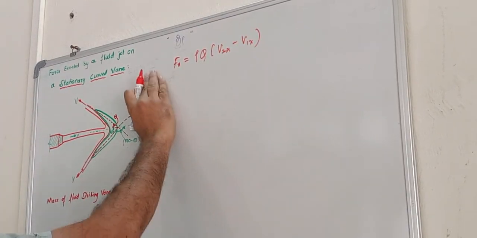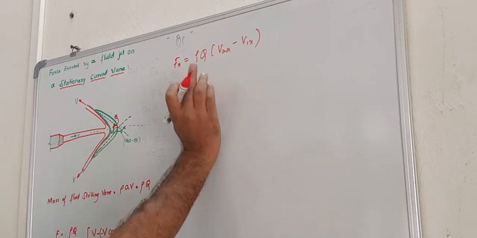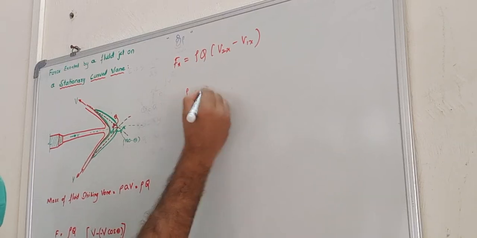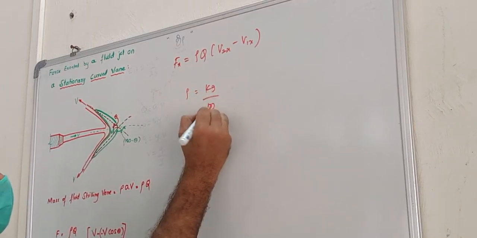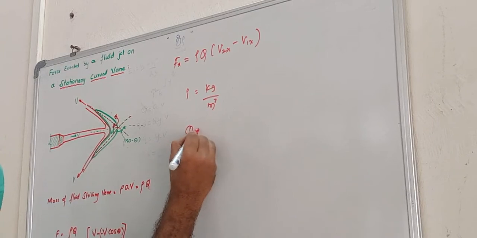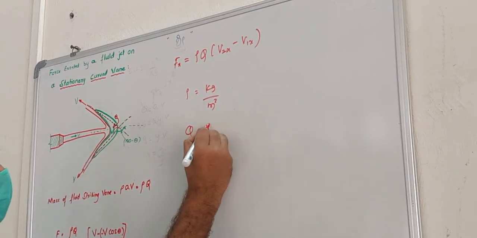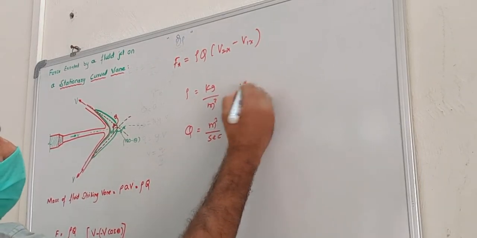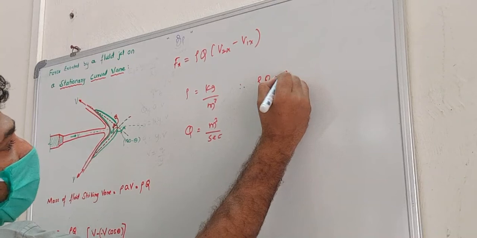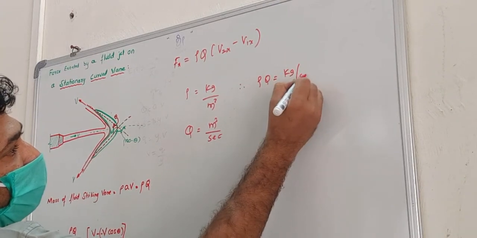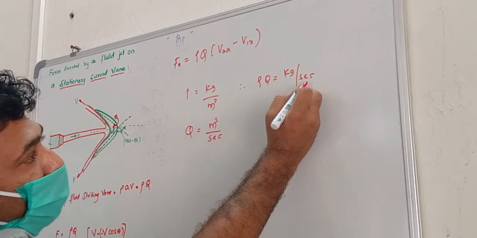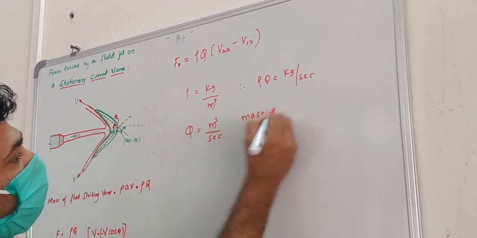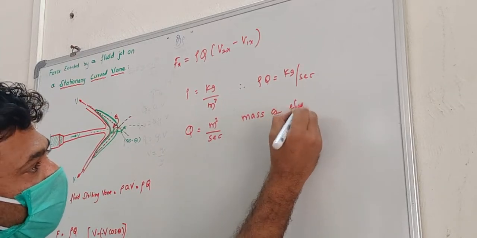Okay, so here what is rho into q? I'll just try to explain it. What is the unit of rho? Rho unit is kg per meter cube. So what is the unit for discharge? Discharge is meter cube per second. So if I multiply rho into q, it will be nothing but kg per second. So kg is representing the mass and second is the time, right? So rho into q is nothing but mass of fluid, any fluid.